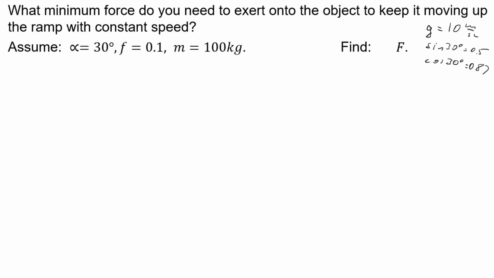Here is the fourth practice question in the inclined plane, and it looks very similar to the previous one. What minimum force do you need to exert onto the object to keep it moving up the ramp with constant speed? The only difference is that now we want to keep it moving up the ramp instead of preventing it from sliding. You might think that any force higher than whatever we found in the previous question, 413 newtons, would be enough.